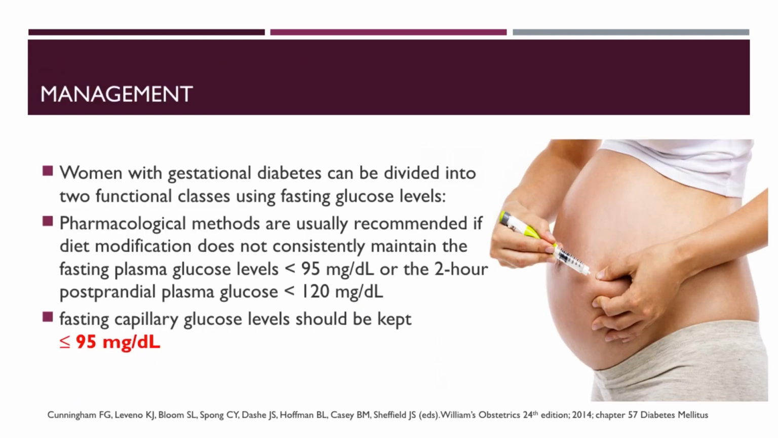So how do we manage patients with GDM? Pharmacological methods are usually recommended if diet modification does not consistently maintain the fasting plasma glucose levels less than 95 milligrams per deciliter, or the 2-hour postprandial plasma glucose of less than 120 milligrams per deciliter. The fasting capillary glucose level should be kept at less than or equal to 95 milligrams per deciliter.